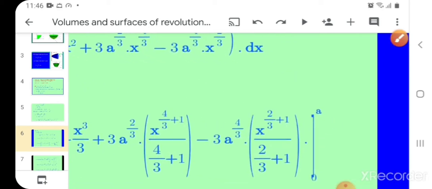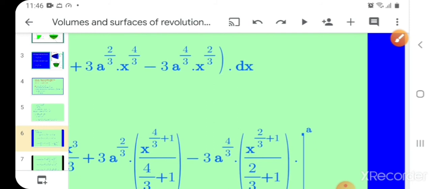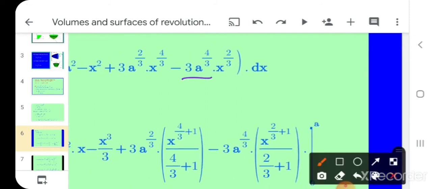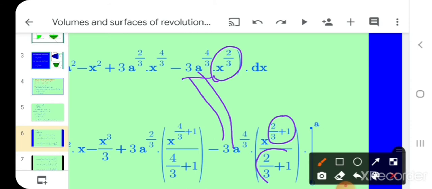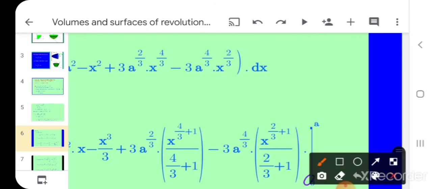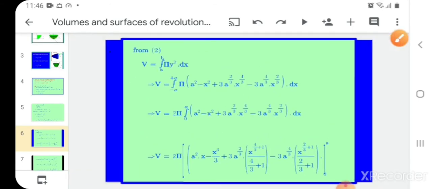Next, what do we have? Minus 3a power 4 by 3 is the constant. Again, the integration of x power 2 by 3 is x power 2 by 3 plus 1 by the same. What we have in the power, we write the same term in the denominator, 2 by 3 plus 1. And the limit values are 0 comma a. So I write it in brackets. Okay, see.